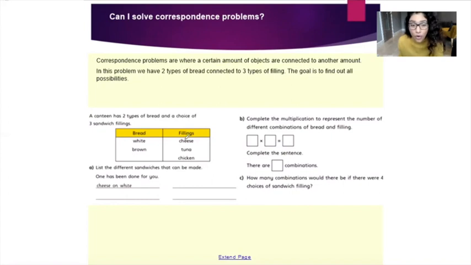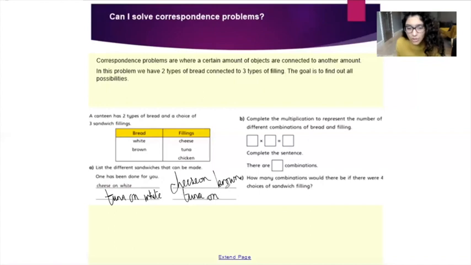Another combination you could have is cheese on brown bread. Just like we've got cheese on white, you can have cheese on brown. So I'm just going to write that for you here. Cheese on brown. You could also have tuna on white. And then you could have tuna on brown bread. So really we're just starting to think about the different ways in which you can have your sandwich.